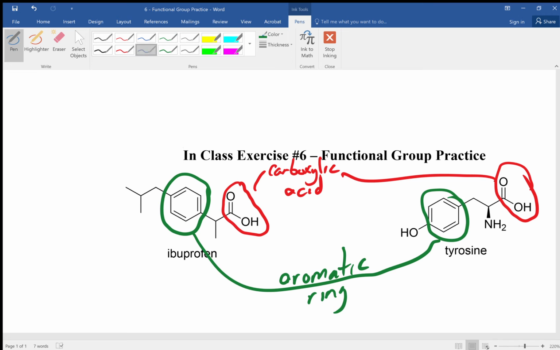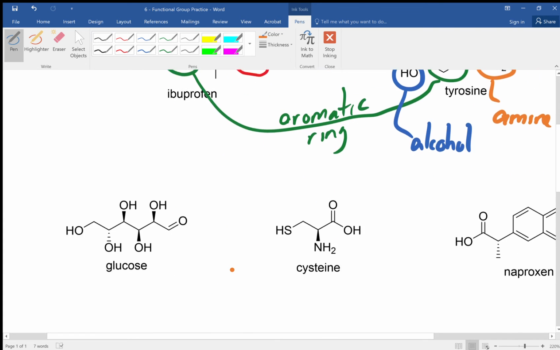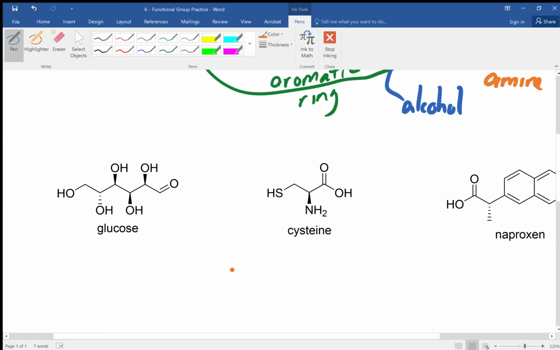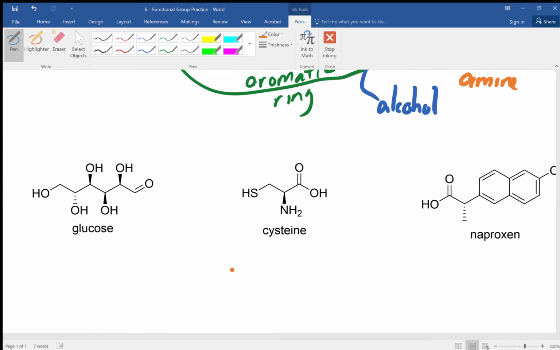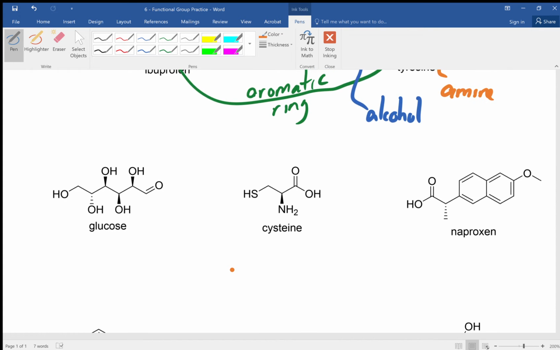Tyrosine has two more though. We have the carbon bonded to an OH. That's an alcohol. And over here, the NH2 group is an amine. All right, we can move to our next group of molecules.